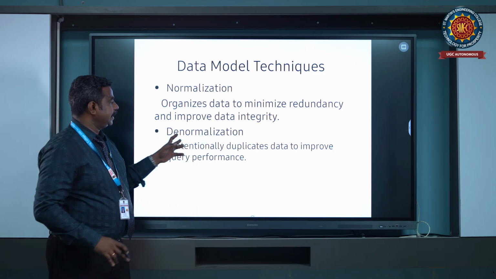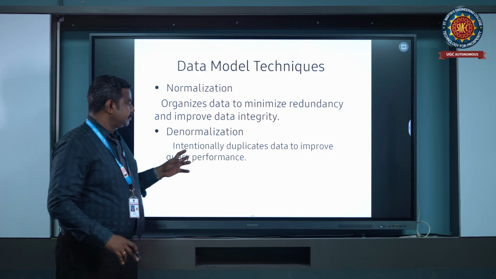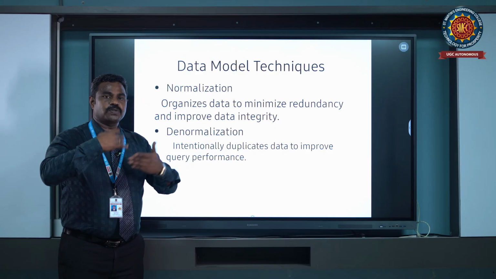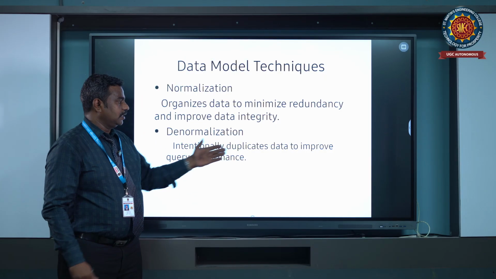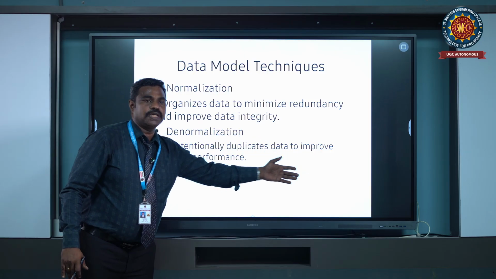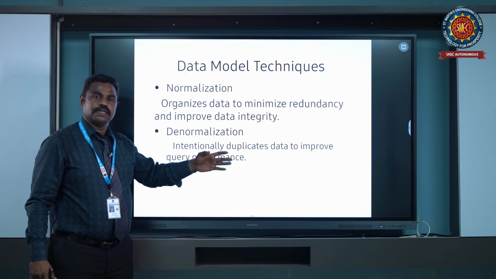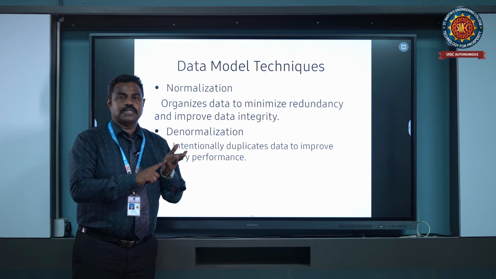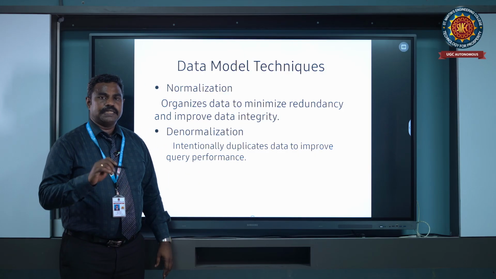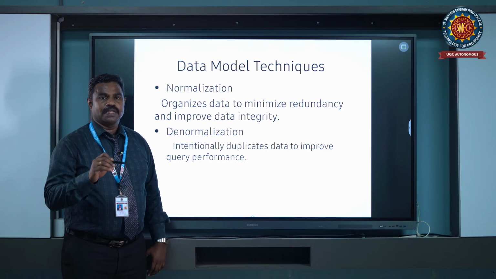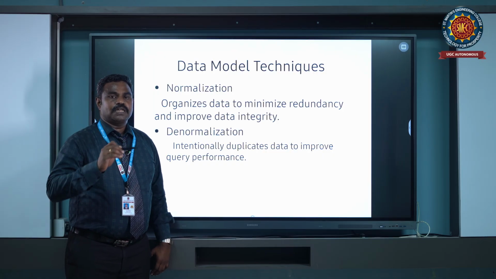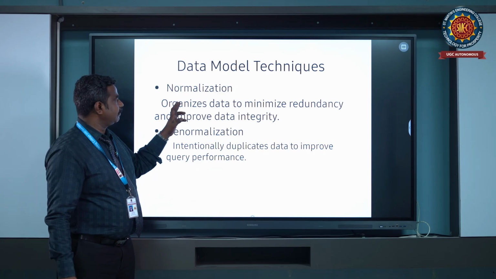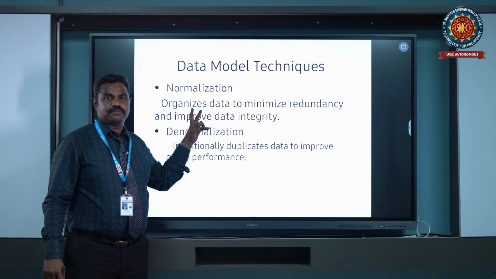Then second one, denormalization. Denormalization is the reverse process of normalization. It is used to improve query performance, only for query performance. In normalization, there are 7 types. First normal form, second normal form, third normal form, Boyce-Codd normal form, fourth normal form, fifth normal form, and sixth normal form.